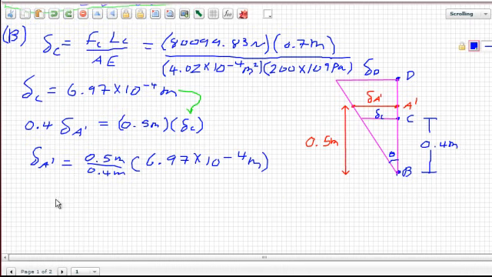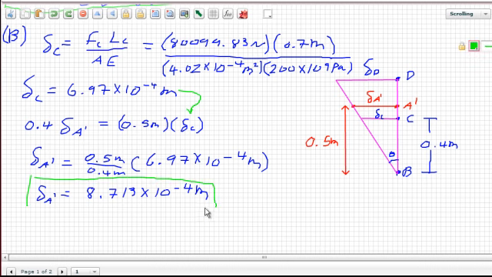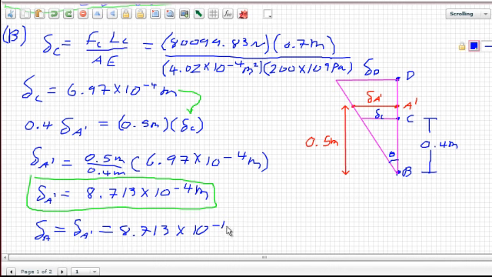Okay, so what I'm gonna get over here is delta A prime. It will equal 8.713 times 10 to the power of -4 meters. And that answers the second part of the question. So actually we can even make this better and say that delta A is equal to delta A prime, is equal to 8.713 times 10 to the power of -4 meters.